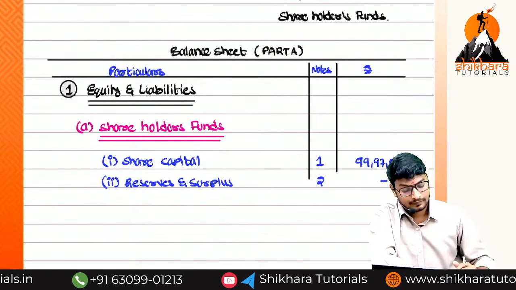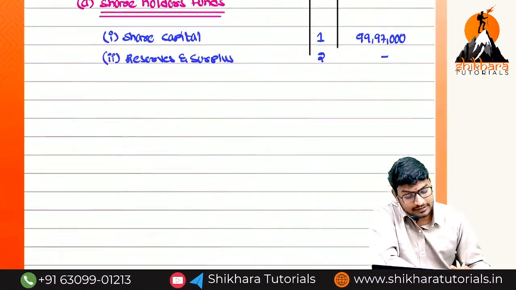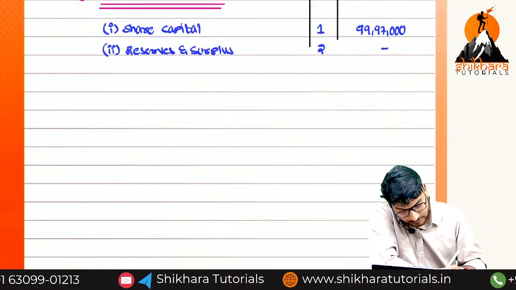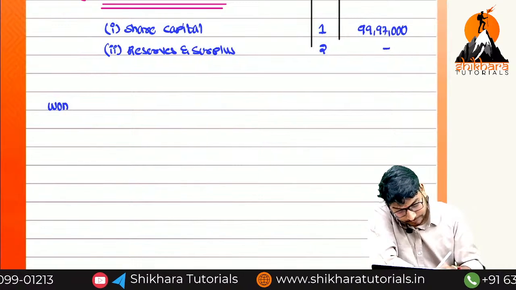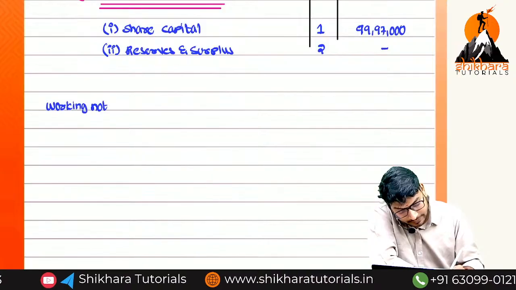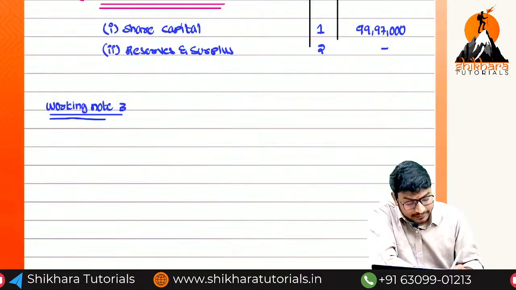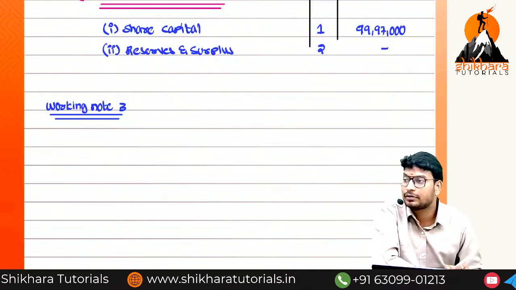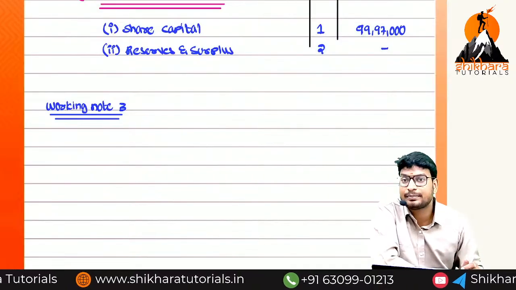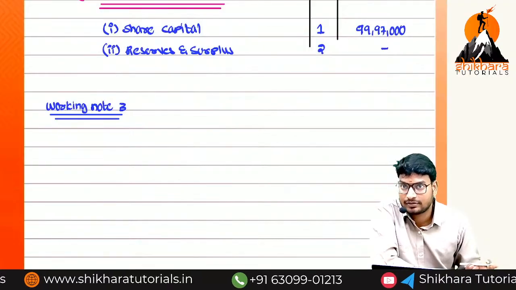Completed? We are going to see one more working note, related to which one? Working note number 3. In this question it is 3. But in every question, what is the first working note? Share capital. What is the second working note? Reserves and surplus. But in this particular question, there are no other items. We only have the bank balance, that's all. Okay?